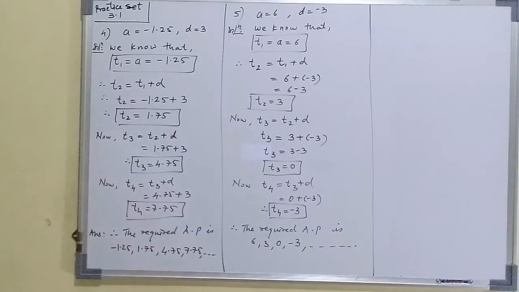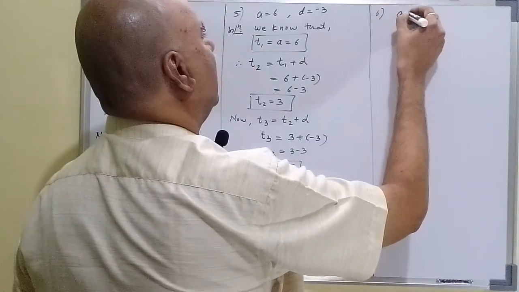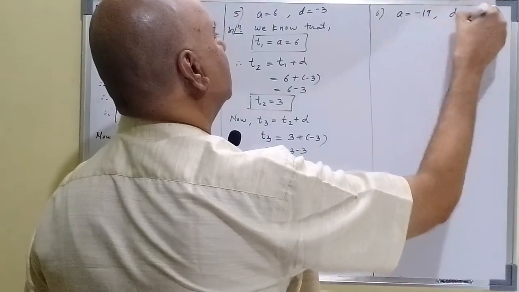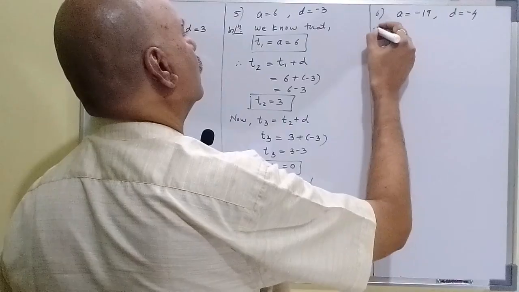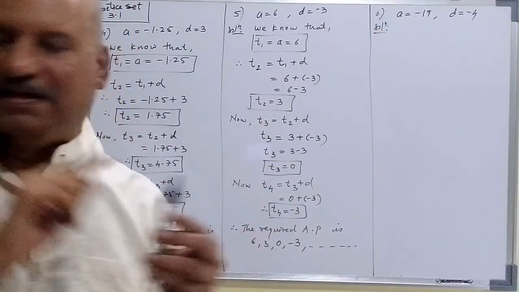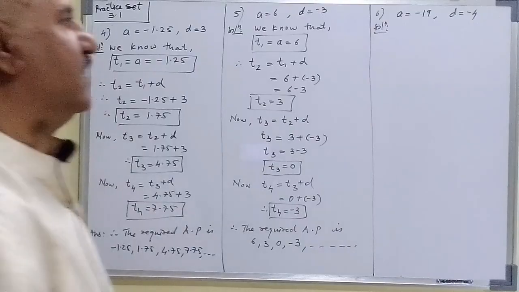अब आते हैं लास्ट क्वेश्चन ऑफ क्वेश्चन नंबर 2 का सब क्वेश्चन 6. They are given us A equal to minus 19 and D is minus 4. Question number 6 है A is minus 19, D is minus 4. सॉल्यूशन. स्टार्ट करते हैं इंक डाल के. Okay, let us start.